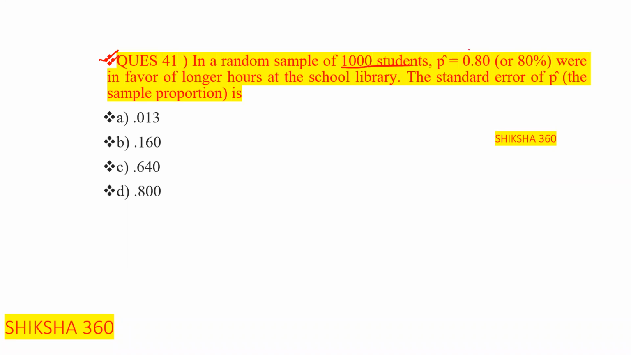Basically P here is given as 0.80. P is 0.80, they are in favor of longer hours at the school library.